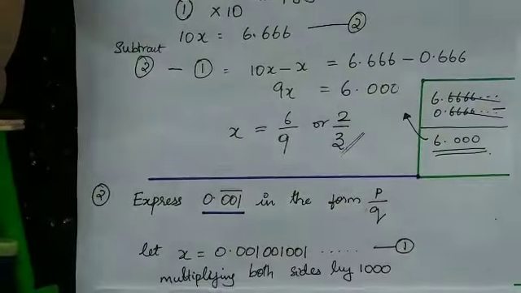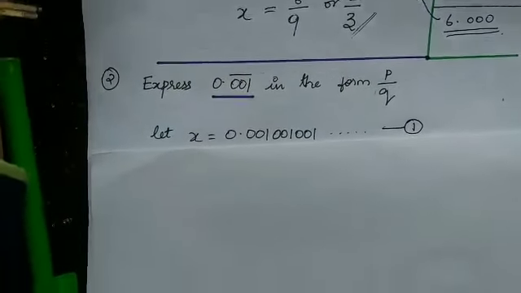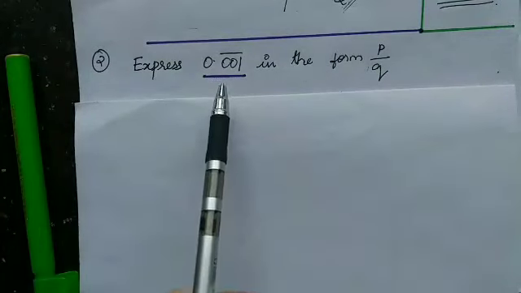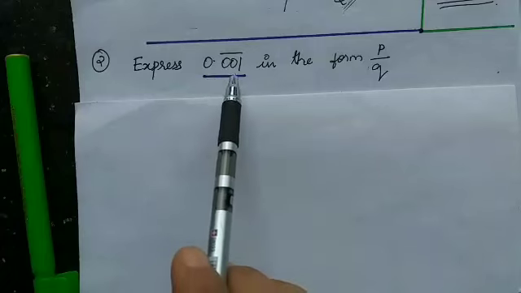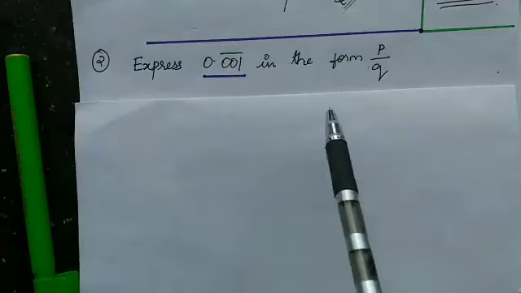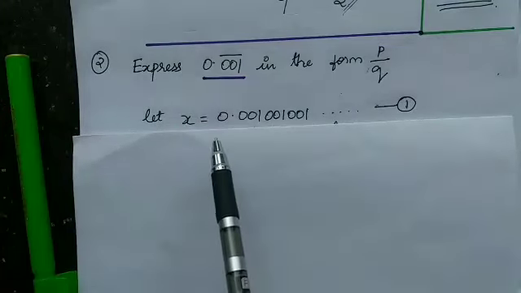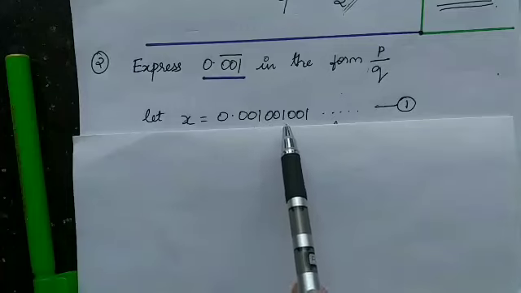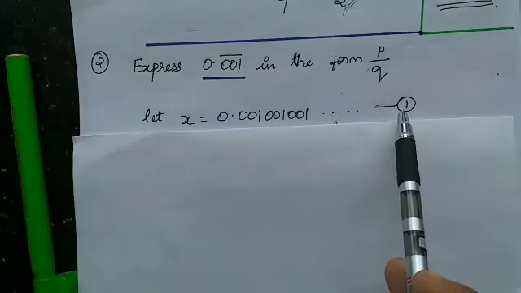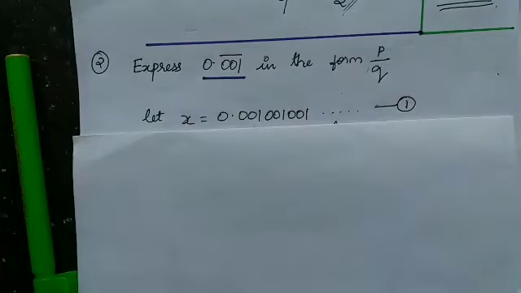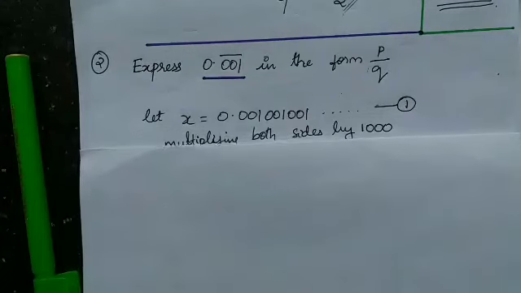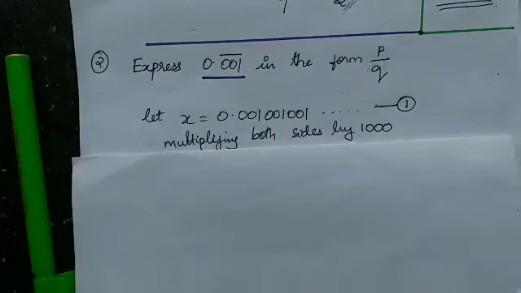Here you can see, express 0.001001... in the form p by q. You can see that 3 digits are getting repeated here, isn't it? 001, 001, this goes on like this. So as usual, you take the question as x. Let x be equal to 0.001001..., it goes on, and let us take this as equation 1. Since 3 digits are getting repeated here, we are going to multiply both sides by 1000.